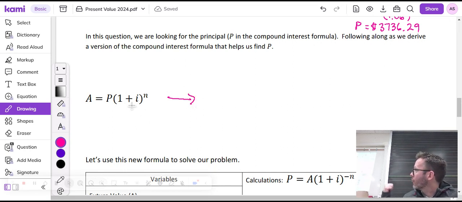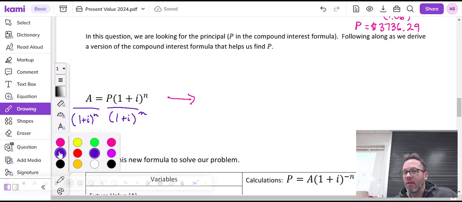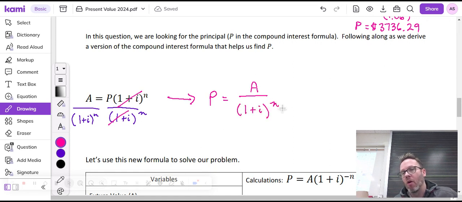So if we take our compound interest formula and we want to get P by itself, all we have to do is divide both sides by 1 plus i to the power n. Just do it to both sides. And then the 1 plus i to the power of n on the right-hand side would divide out. This leads to a formula for finding present value. It's just, instead of multiplying by 1 plus i to the power of n, you divide by 1 plus i to the power of n.